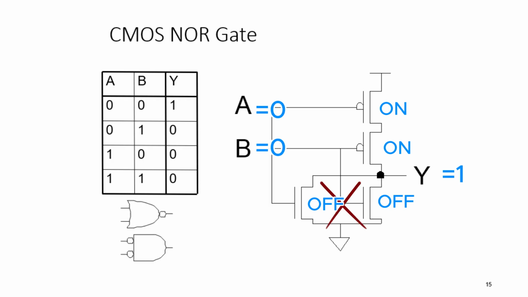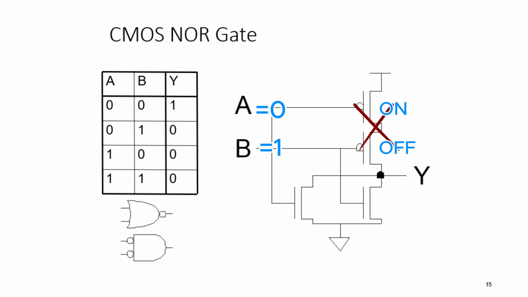Then comes the turn if A is equal to 0 and B is equal to 1. If A is equal to 0, this transistor will be turned on, but because of B being 1, this transistor will be turned off. So this whole network is turned off, and because this one transistor connecting to B is turned on, the output will be pulled low.